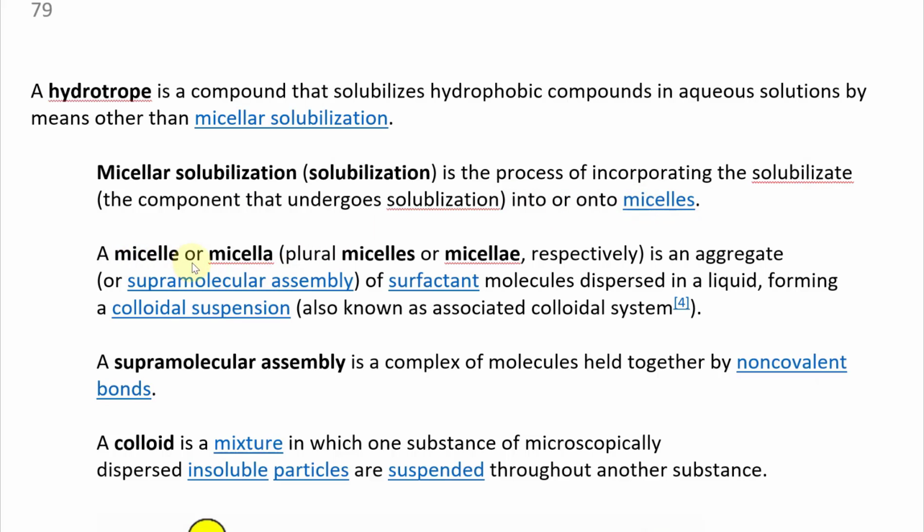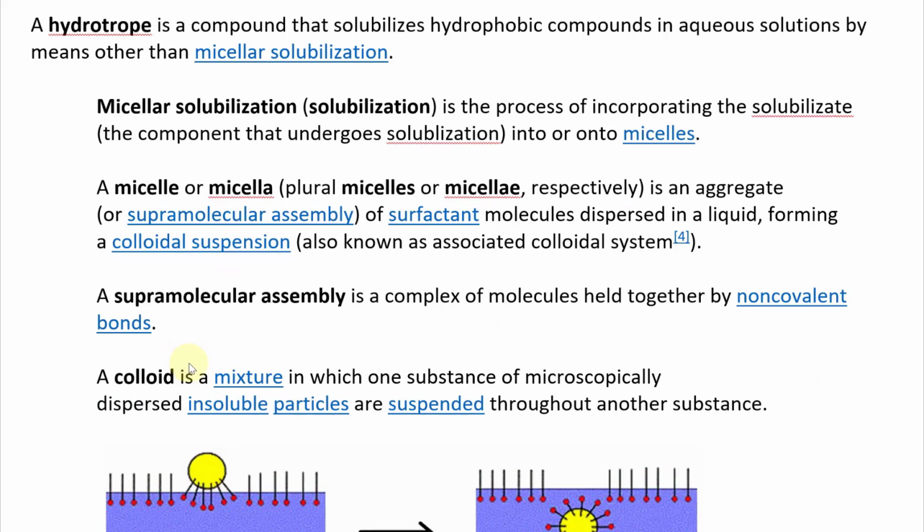Yeah, so a micelle, plural micelles or micelli, I think that's how you pronounce it, respectively, is an aggregate or supramolecular assembly of surfactant molecules. These lower the surface tension between some substances dispersed in a liquid, forming a colloidal suspension, also known as an associated colloidal system. And a colloid is a mixture in which one substance of microscopically dispersed insoluble particles is suspended throughout another substance, and insoluble, so they don't want to dissolve into it.